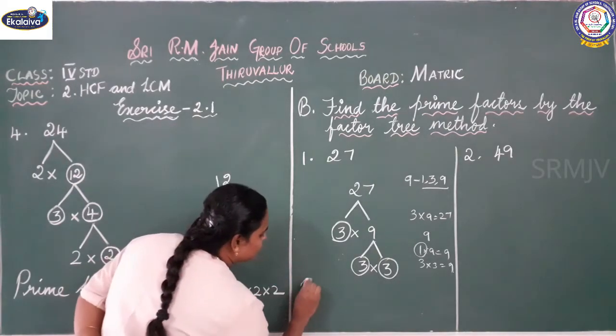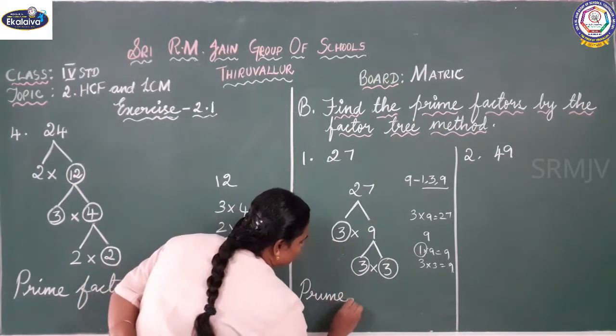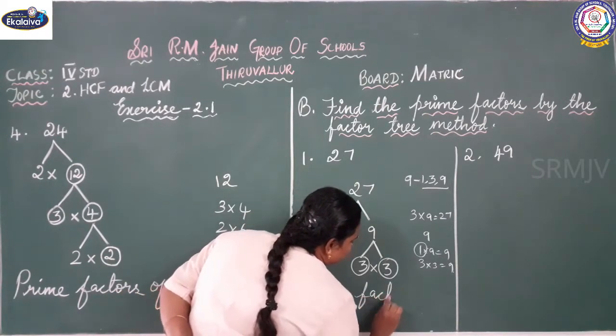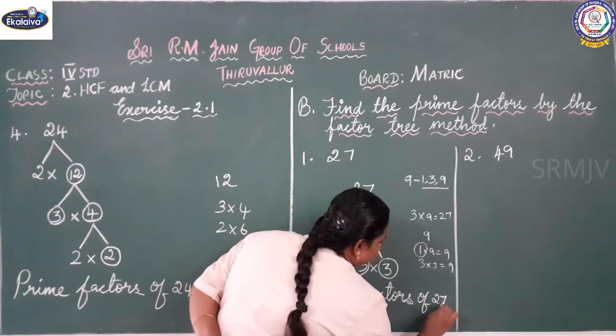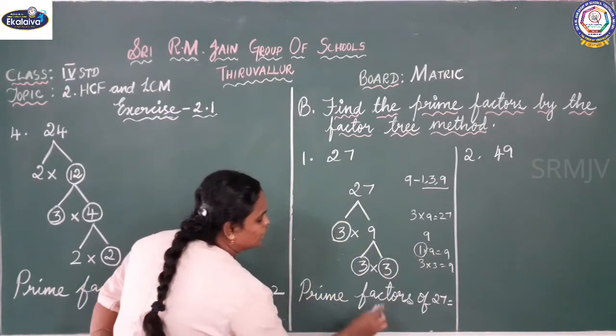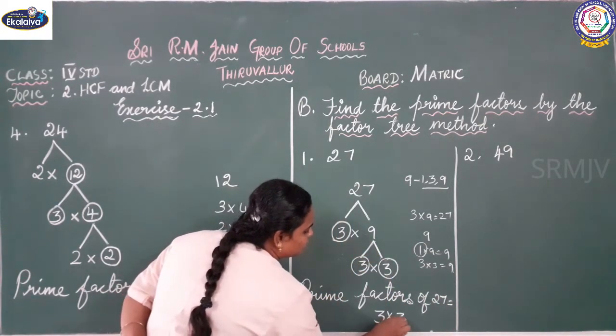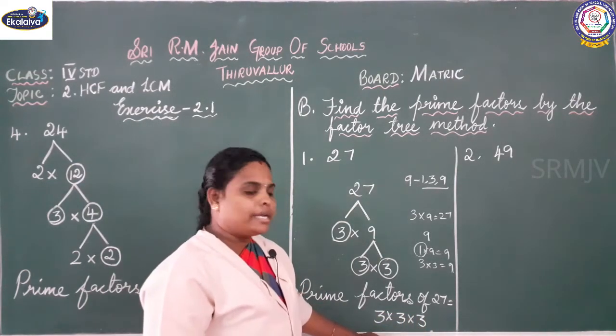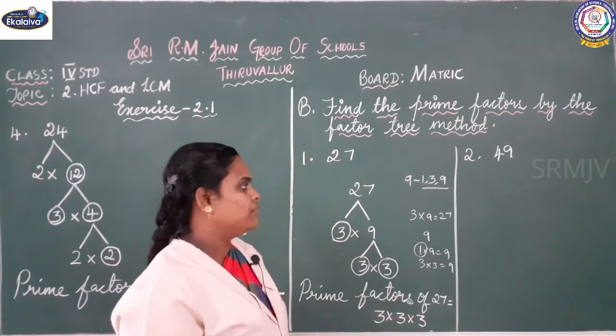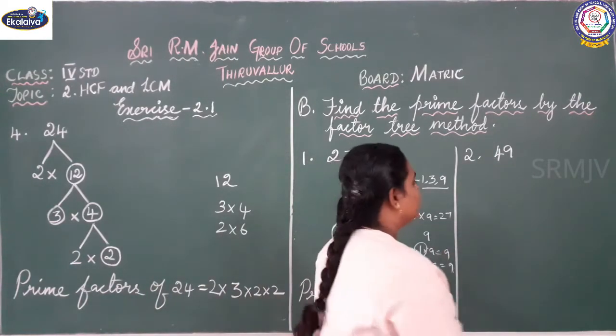So what are the prime factors of 27? Prime factors of 27 equal to, you should write only the prime numbers, 3 into 3 into 3. So 3 3s are 9, 9 3s are 27. Next one, 49.